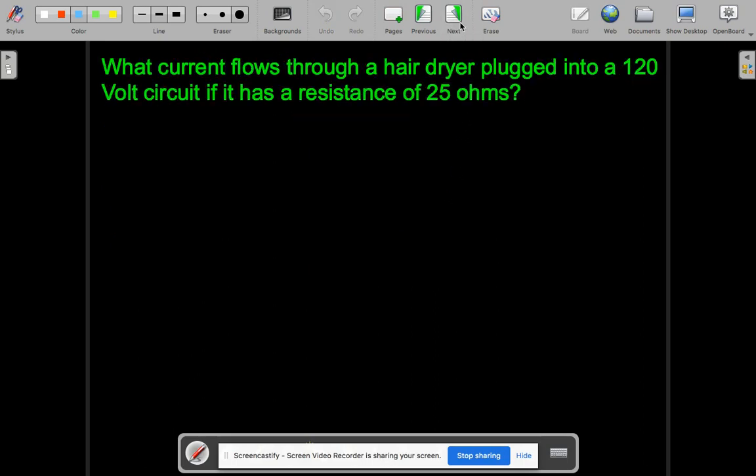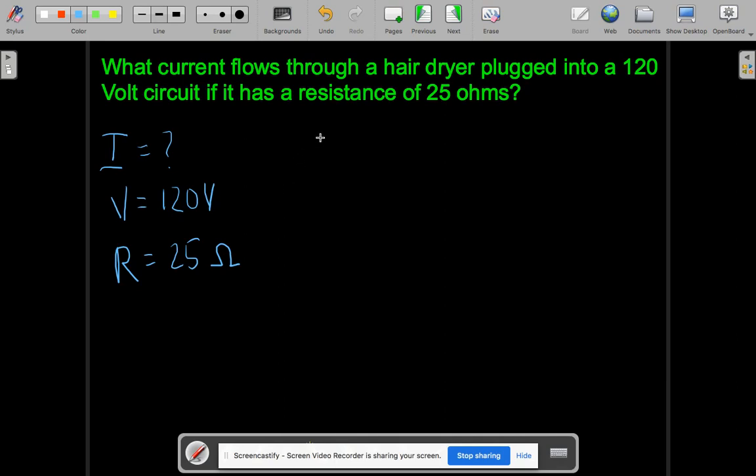Next one. What current flows through a hairdryer plugged into a 120 volt circuit if it has a resistance of 25 ohms? So in this problem, we're looking for current. Voltage, it's a standard outlet of 120 volts. And the resistance is equal to 25 ohms.